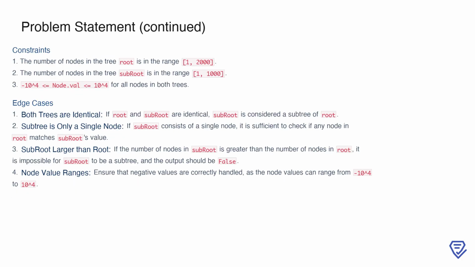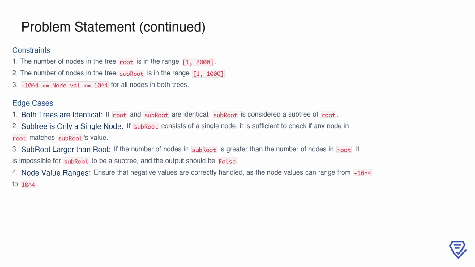Now, let's discuss the constraints and some edge cases to keep in mind. The number of nodes in root can range from 1 to 2000, and subroot can have up to 1000 nodes. Additionally, the node values can range from -10^4 to 10^4, so we must account for negative values during comparisons.